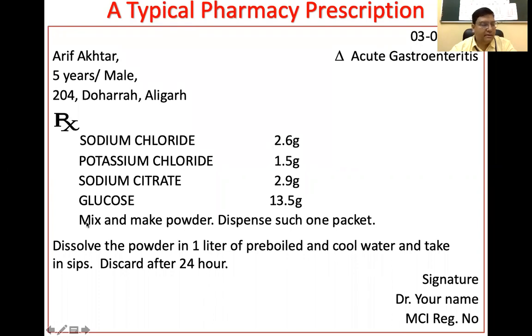Below this, there is a line: mix and make powder, dispense one packet. So this is a direction to the pharmacist, also known as subscription. Then here it is written, dissolve the powder in 1 liter of pre-boiled and cooled water and take in sips. So this line becomes the direction to the patient. This is your label. Then finally, last is the signature where you put your name, your registration number, etc.